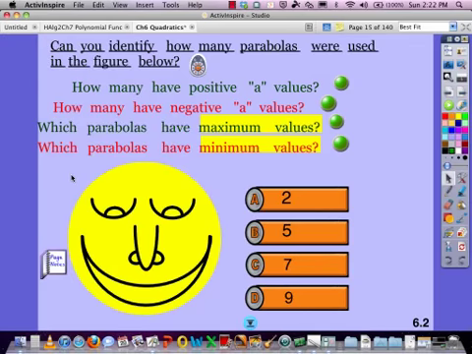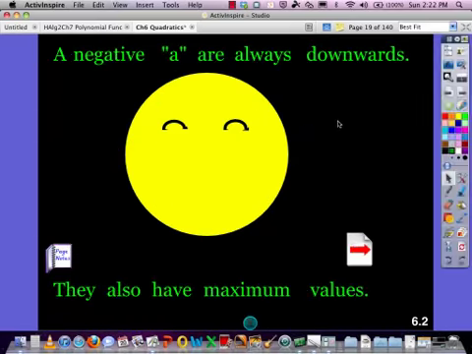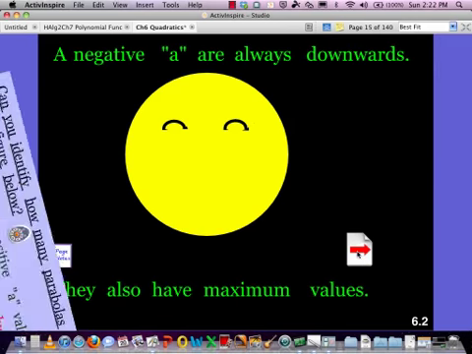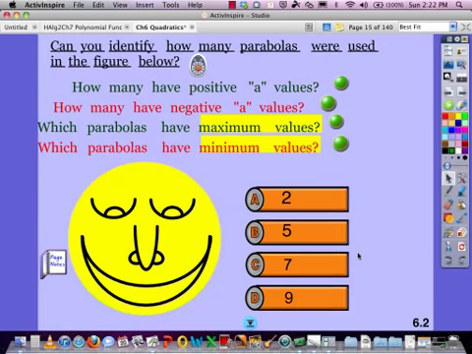So which parabolas have maximum values? Think about what that means. Maximums: a negative A value always goes downward, which means they also have maximum values. The highest point means max. And the last one then gives you which parabolas have minimum values.